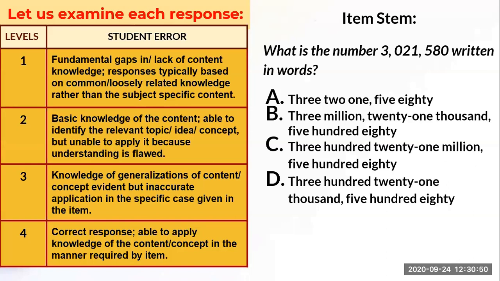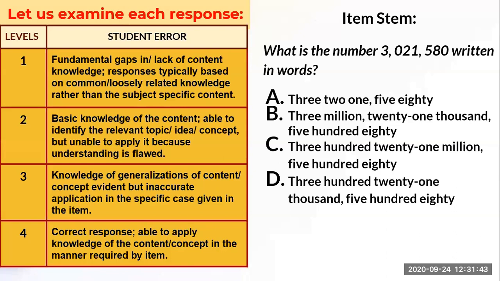Now, as you go forward, let me remind you that level 1 is where the students are clueless. So you see that they will be making a guess. They're trying to say something, they're trying to do something, but really and truly, it's a guess. They are not sure. They have not much idea about what to do. And level 2 is where they have a little bit of knowledge about the content and they can somewhat identify the relevant topic or the idea or the concept, but they still cannot apply it because of the flawed understanding that they would be bringing to the item. At level 3, we see that they have a general idea, but they are unable to make the application in the required situation or scenario. And then level 4 would be the correct response.